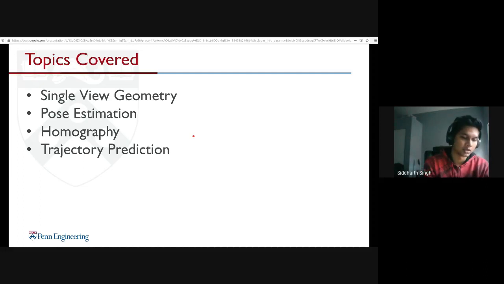through these things in CIS 521 or 520, MEAM 620, or yeah, that's about it. So, we'll cover single view geometry, we will cover pose estimation, we'll cover what homography is and how it is used for pose estimation, and finally we'll cover how to perform trajectory prediction. The last part is not deep learning, just to put it out there right now, but we have a solution that works in our situation, which we'll be looking at to give you a feel of what it does.